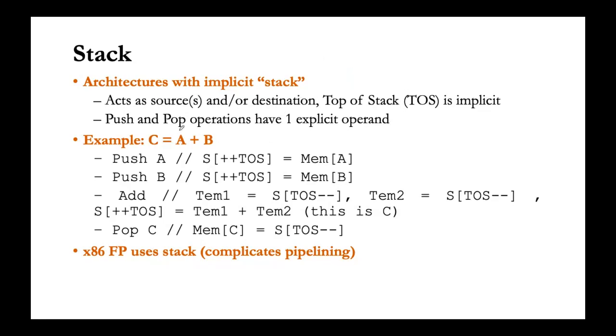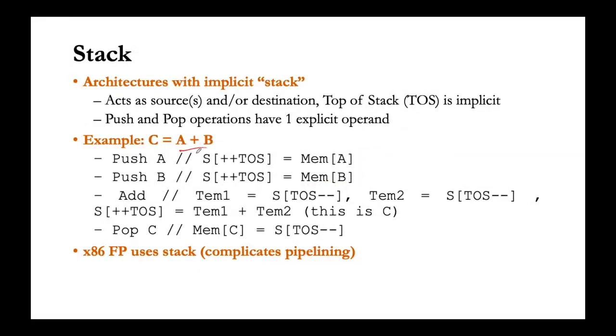So the top of the stack is implicit, it follows push and pop operations that have one explicit operand. In the example given, C equals A plus B, first it pushes the first operand into the stack by following push A, and the TOS, the top of the stack, is auto incremented. Here the square bracket means that the address of the operand is in memory, so that is the memory of A. Then you push the B value into the stack, which gives the memory of B.